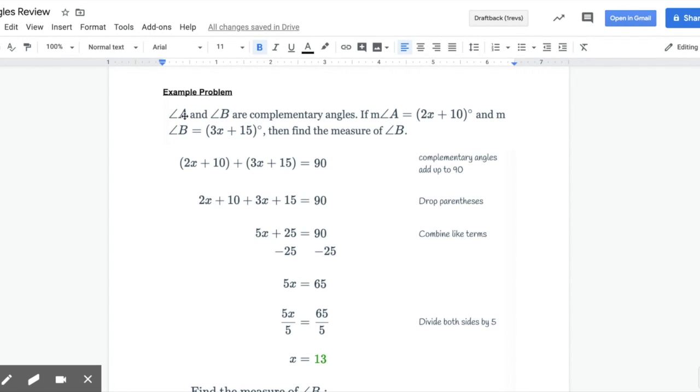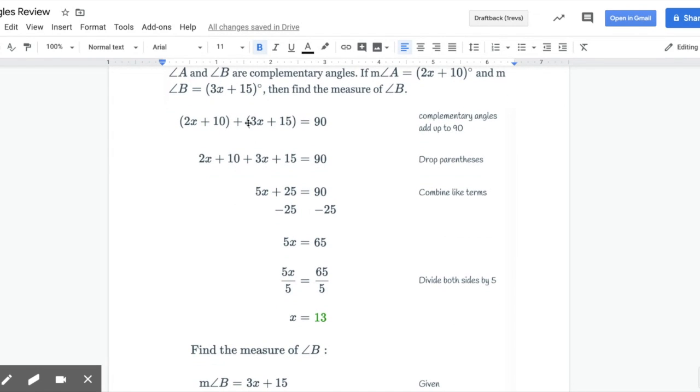It says, if angle A and angle B are complementary angles, which again means that they add to 90 degrees. Complementary angles add to 90, supplementary adds to 180. So it says if angle A is equal to 2x plus 10 degrees, and the measure of angle B is equal to 3x plus 15 degrees, find the measure of angle B. So because we know that they are complementary angles, I'm going to add these two angle expressions together, and I'm going to set them equal to 90. If they were supplementary, I would add them up and set them equal to 180.